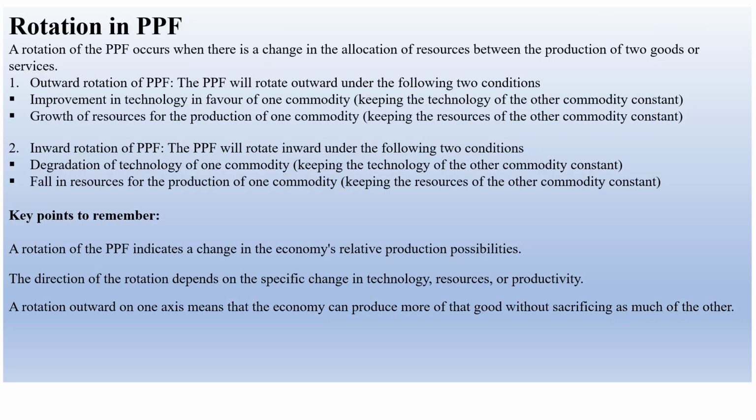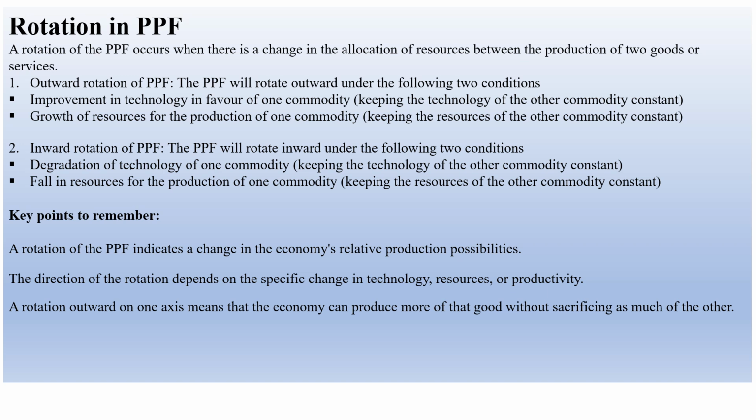Then the last topic, rotation in PPF. Rotation of the PPF occurs when there is a change in the allocation of resources between the production of two goods or services. Outward rotation of PPF. The PPF will rotate outward under the following two conditions: improvement in technology in favor of one commodity, keeping the technology of the other commodity constant; then growth of resources for the production of one commodity, keeping the resources of the other commodity constant.